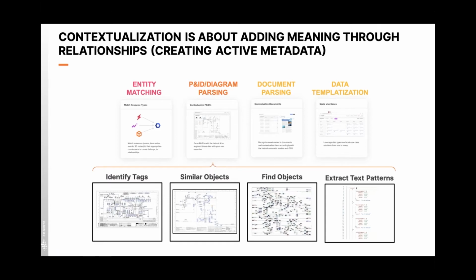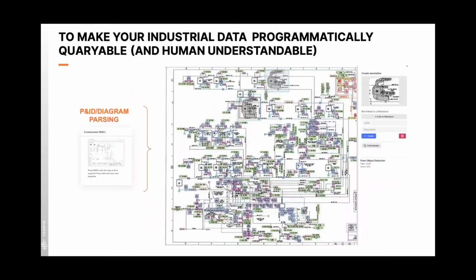And then the same as what is done for PNID and diagram parsing applies more broadly to document parsing. So it can be a Word document or any other document as well. And of course, last but not least, and this is what we will focus on in today's demo, is the realm of data templatization. The goal is, of course, to make your industrial data programmatically queryable. And when we achieve this, as a side benefit, or you could also consider it the primary benefit, it becomes human understandable. And again, here's a screenshot from Cognite Fusion of a PNID diagram that has been parsed and fully contextualized.